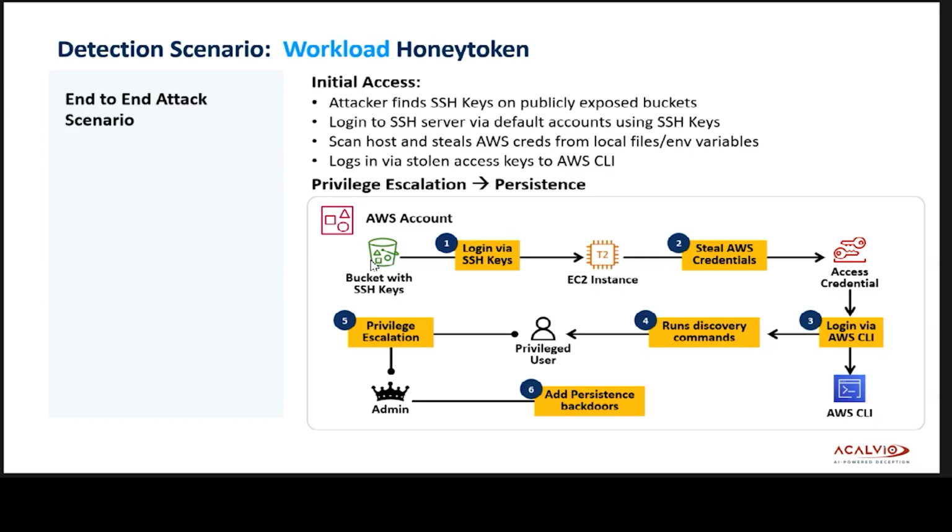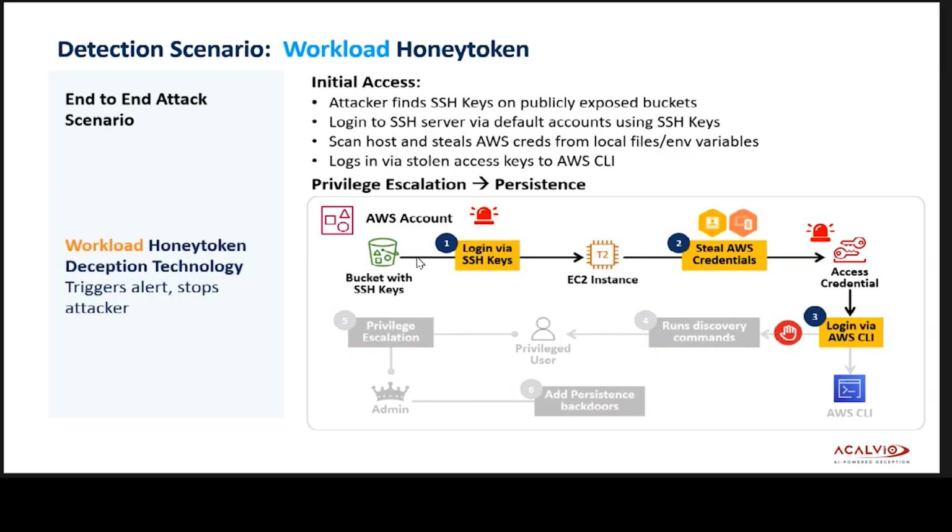Let's say he got access to our keys. Once he gets it, he logs in using that key into the SSH server. He scans the host and then looks for, again, AWS credentials that can be accessed. Basically he's doing all of his data harvesting. The more data he tries to harvest, he gets it. We give him the data. And then he logs in to the actual AWS CLI and then boom. So this is the flow.